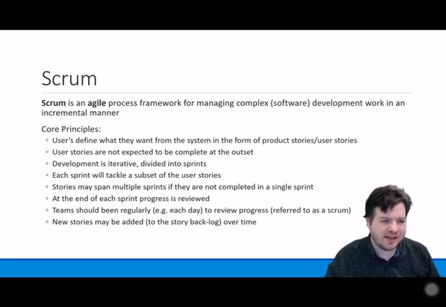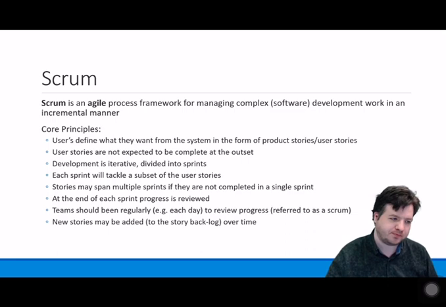So Scrum is an agile development framework for managing complex software development in an incremental manner as an agile development process. Effectively, it is a structure that defines how a software development team or teams should organize what they are to do into a series of iterations, which they call sprints.